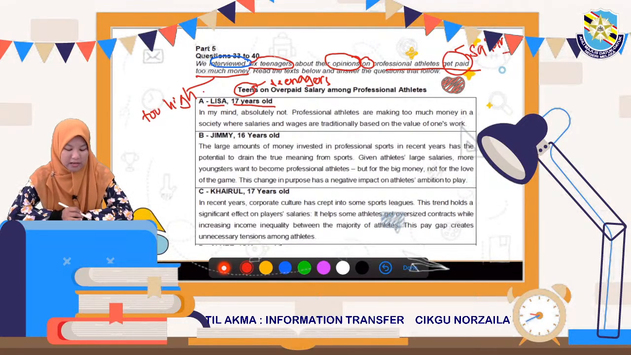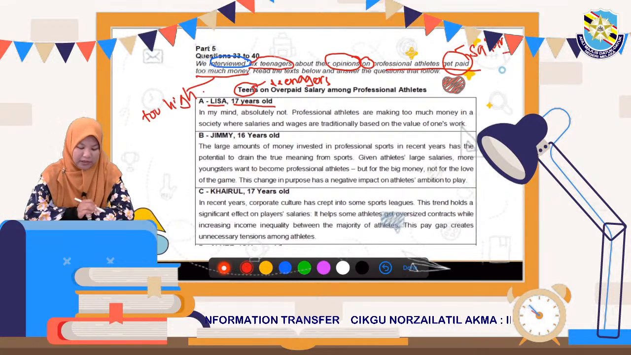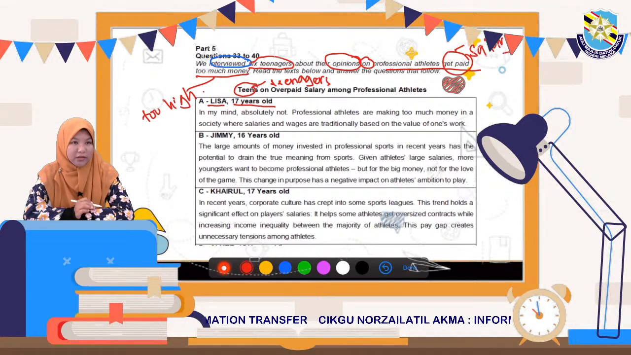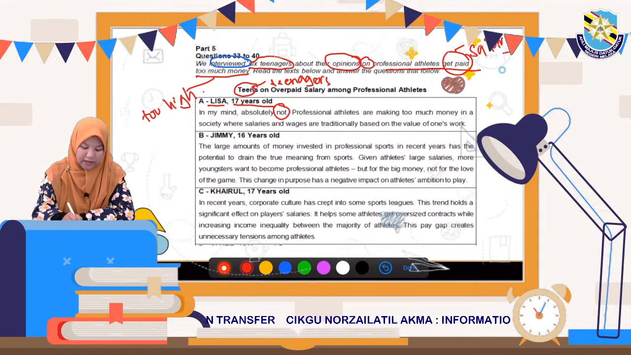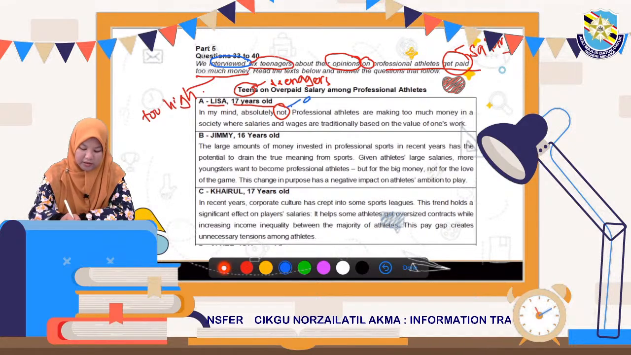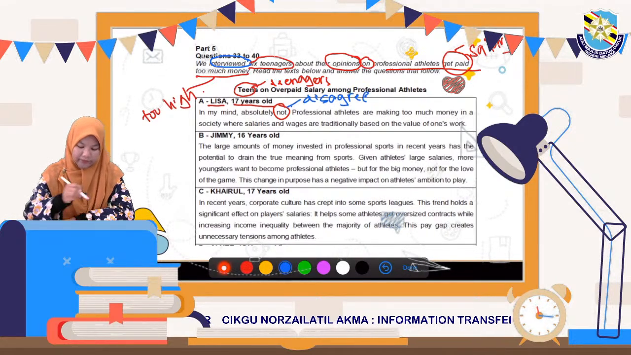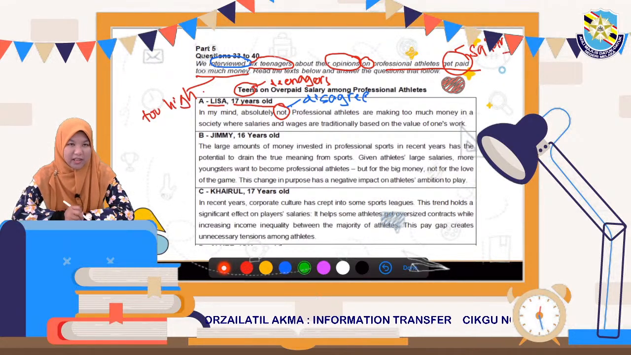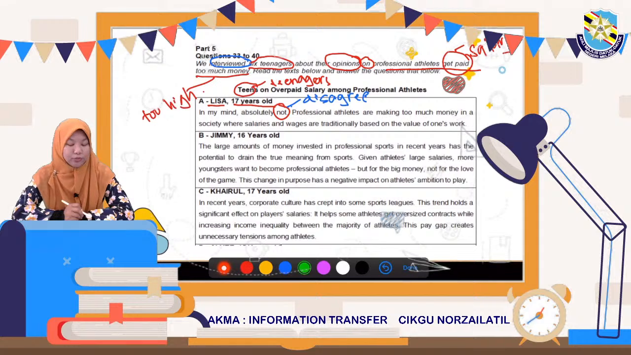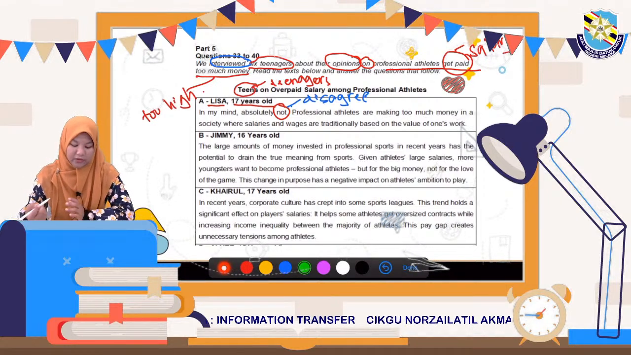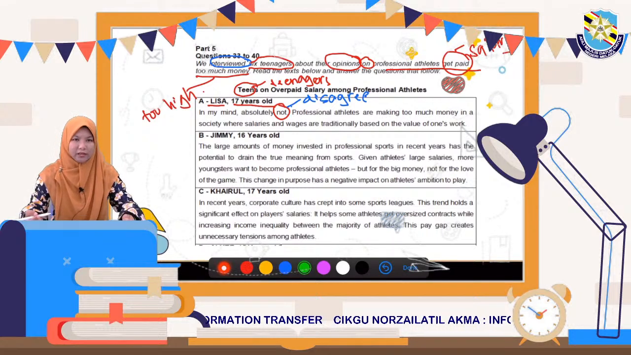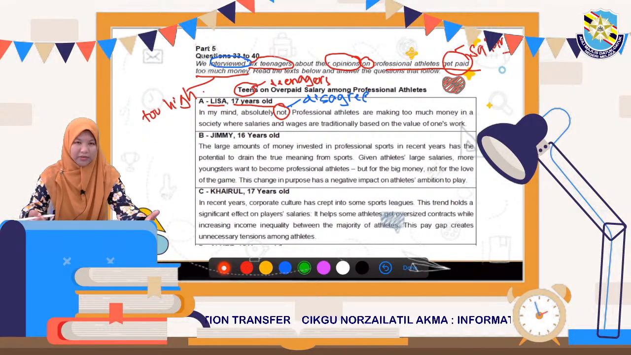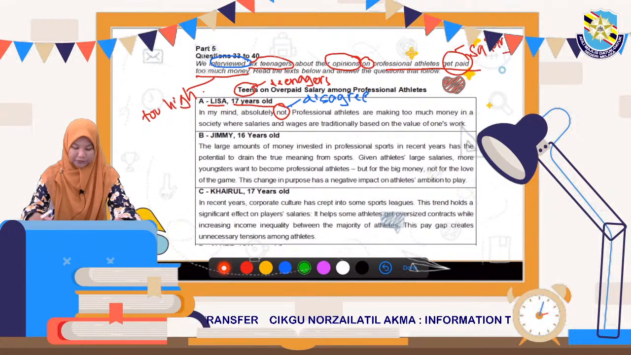What is Lisa's opinion regarding the matter? In my mind, absolutely not. Not here means she disagrees. She disagrees with the issue. She thinks that professional athletes should not get paid too high. Let's look at why. The reason why Lisa does not agree with the situation.